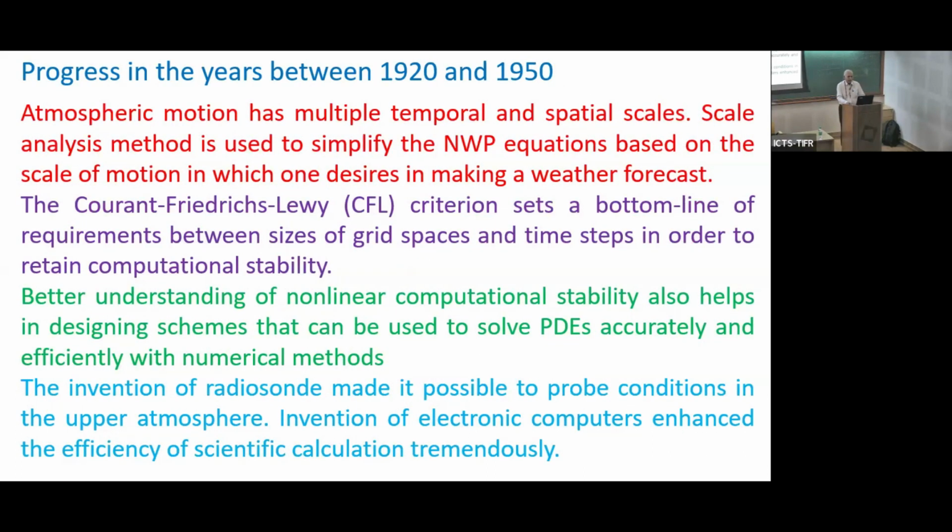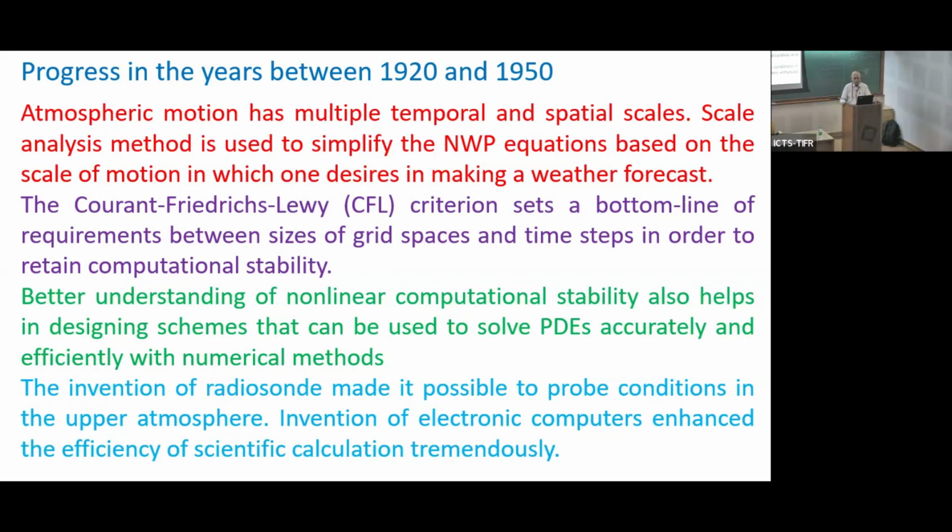From 1920, from the Richardson stage, to the beginning of the successful numerical forecast in 1950, there was progress on various fronts. One is the CFL condition, the Courant-Friedrichs-Lewy condition, which essentially sets the time step to be chosen, proposed in 1940. Then people started realizing the nonlinear computational instability, and one started designing schemes that solve this PDE accurately and efficiently with numerical methods.